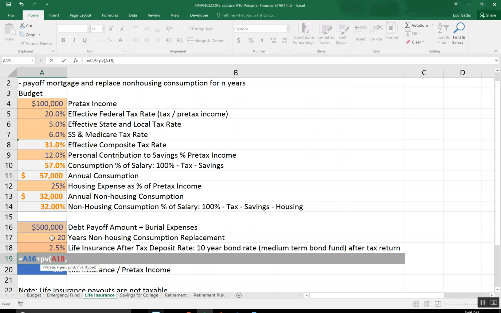We'll say 20 years. And let's go ahead and do a non-housing consumption as the amount I want to replace, because in other words, the house is already paid off. So what we need to really replace is this non-housing consumption. Where it says future value, after 20 years, there's no money left over. And the last one talks about end of period or beginning period. I'm just going to make it a beginning of period.